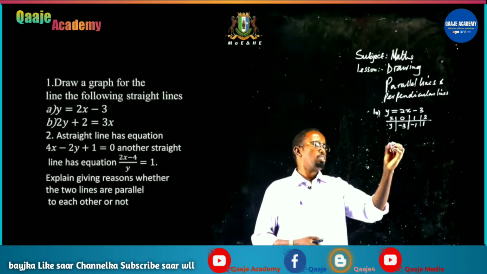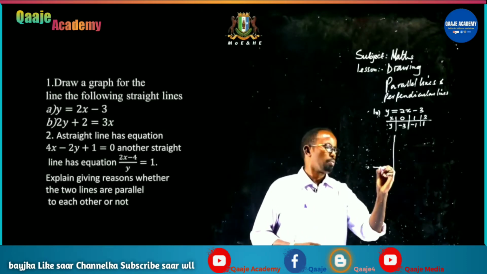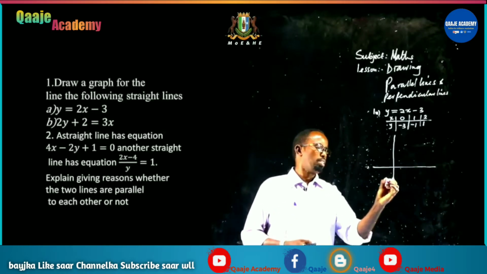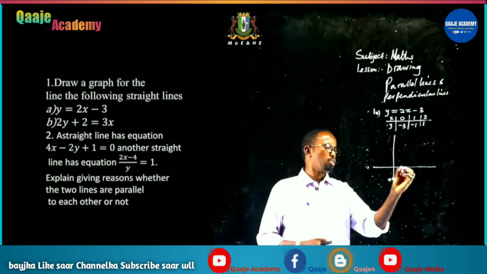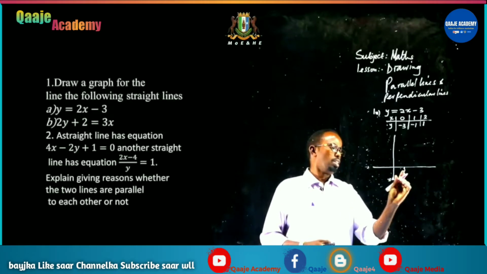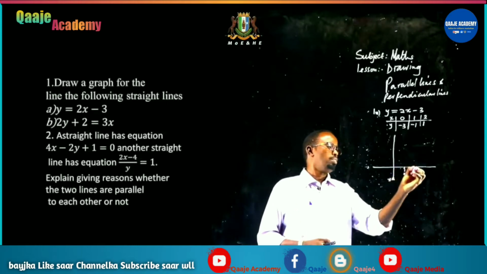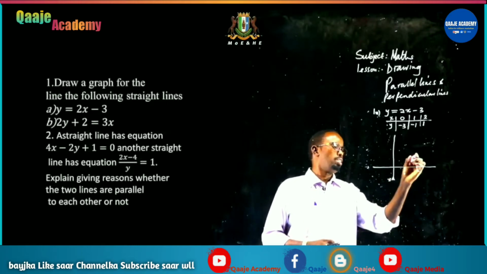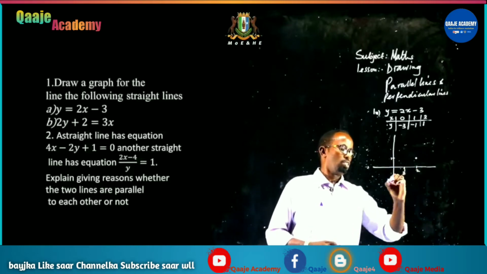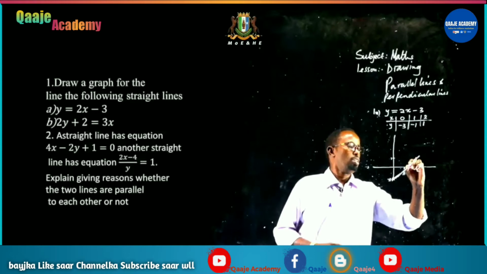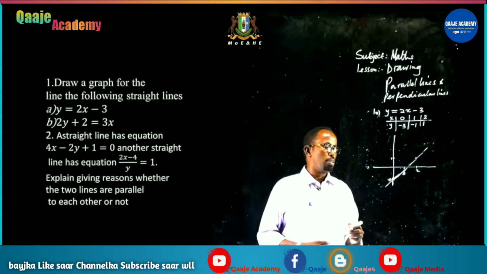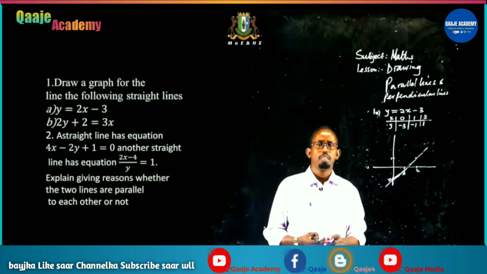So these are the points. I will plot the points. Plotting the points, we have 0, minus 3. This is where 0, minus 3 is. 1, minus 1 is somewhere there. And then 2, 1. Let me assume this is where 1 is. So you draw. So that is the line. Minus 3 becomes the intercept.